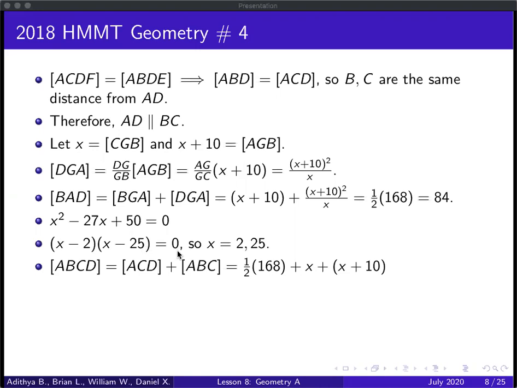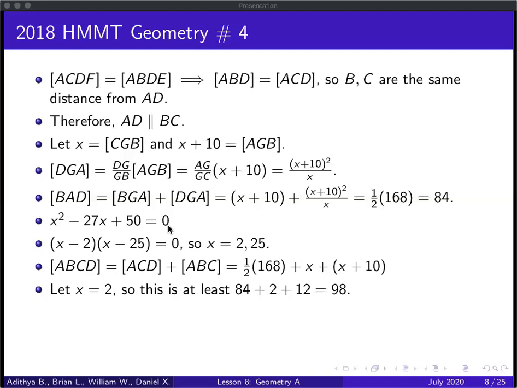So now we think about it, and we want to try to minimize areas in general, because the question asks for the minimum area of ABCDEF. So what this motivates us to do is to consider the x equals 2 solution. If we let x equal 2, then the area of ABCD is 98. If x were 25, it'd be more than 98.